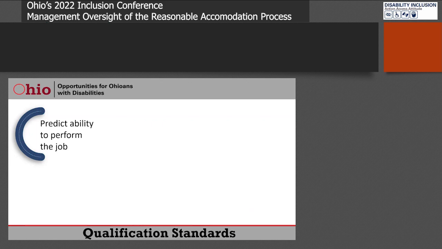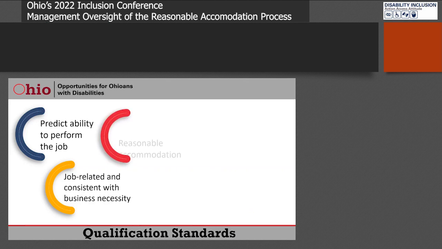The guidance from the Equal Employment Opportunity Commission, or EEOC, says when a qualification standard screens out a candidate with a disability, the standard must be job-related and consistent with business necessity, which means the standard relates to the specific job and its essential functions. The guidance continues to say that when the standard is job-related and consistent with business necessity, the employer must consider whether there is a reasonable accommodation that enables a candidate with a disability to meet the standard.